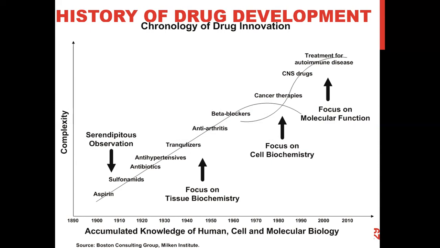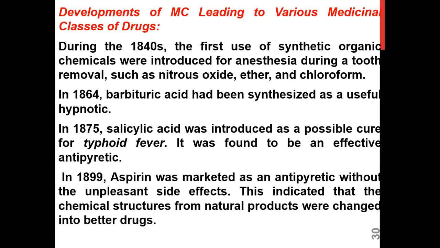Now, this particular slide tells about the history of development of medicinal chemistry, the chronology of drug innovation, wherein from 1890 to 2010, the drugs evolved and the information was for the benefit of humans for the treatment of various diseases. Development of the classes took place further.